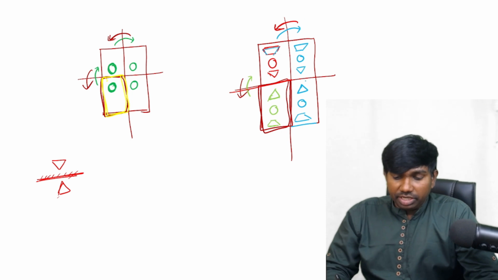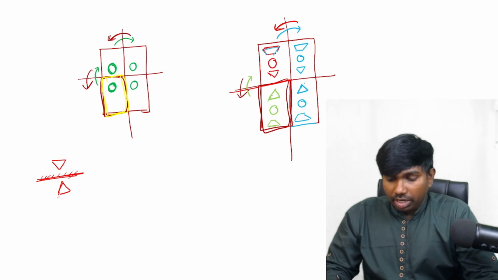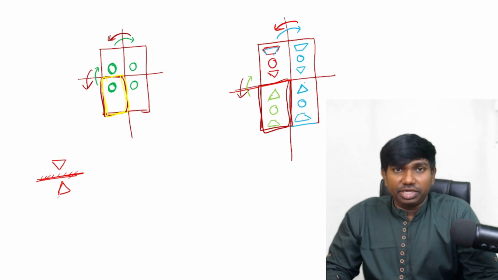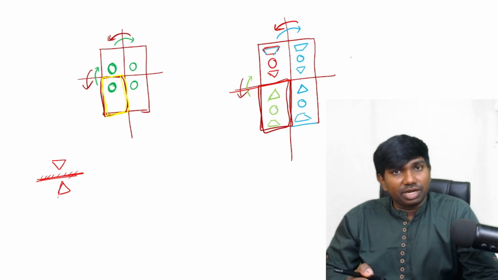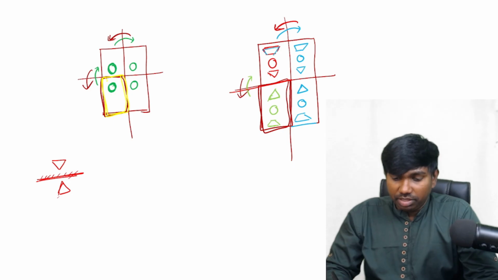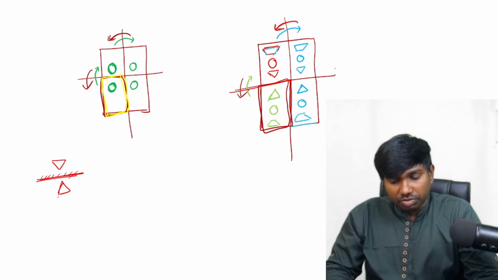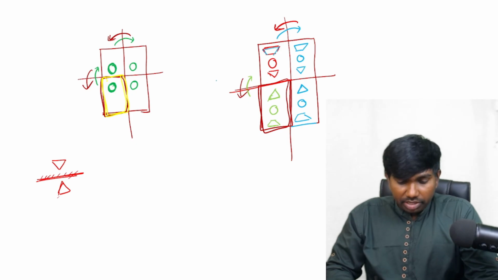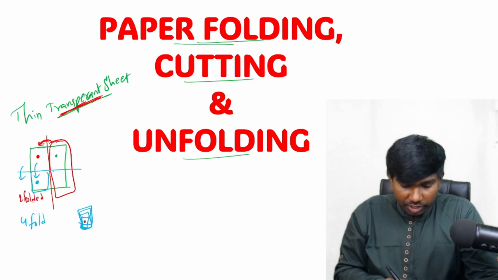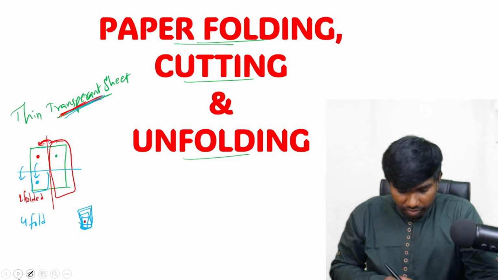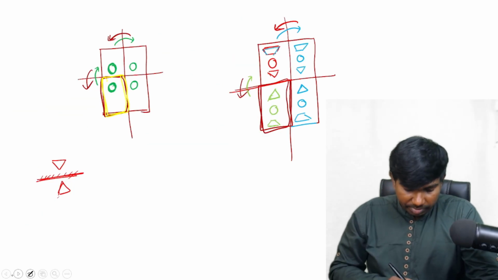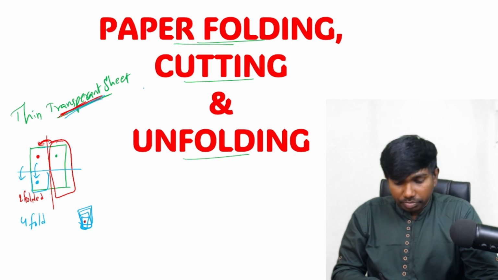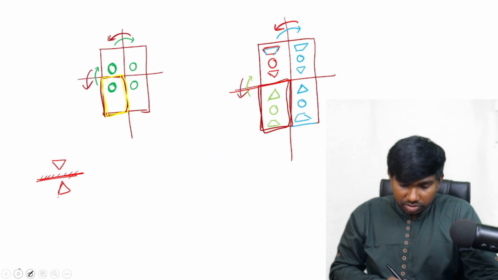You can try this at home by taking any white sheet or white paper. You can fold it any number of times, then cut it, unfold it, and observe the figures you get. Earlier it was simply folding with a thin transparent sheet, and now it is paper cutting as well. First we'll solve the questions based only on the transparent sheet, only folding, and then we'll solve the paper cutting questions as well.